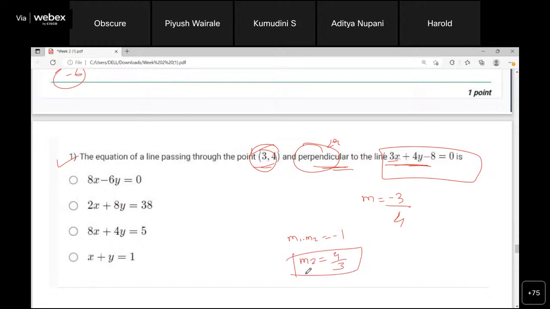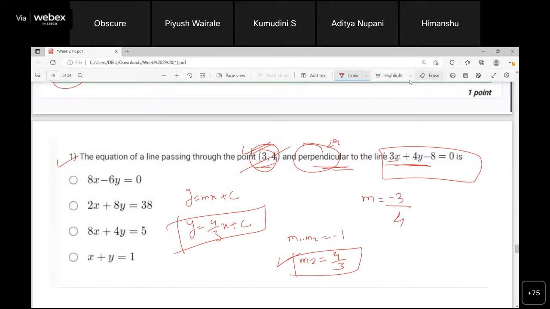Yes, sir. Now I have the slope, I have the point. Can I get the equation? Yes. So that is y equals mx plus c, and m is given to me. That is y equals 4 by 3 x plus c, right? Now this line is passing through this particular point 3 comma 4, so it should satisfy my equation. Now just put x equals 3, y should be 4.